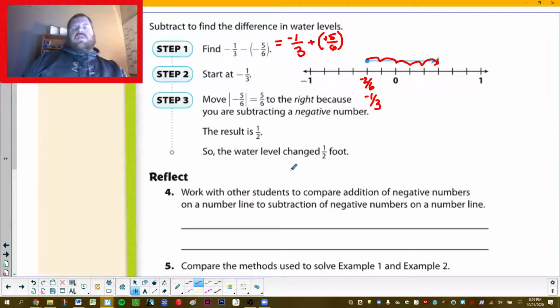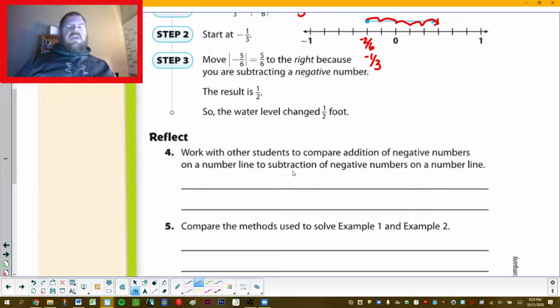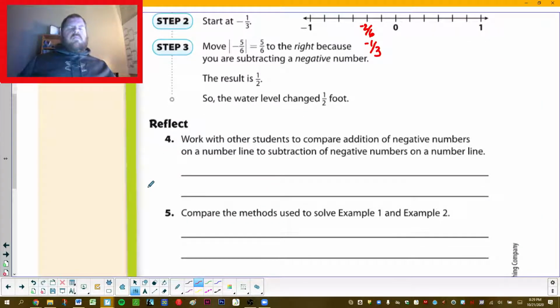It says work with other students to compare addition of negative numbers on a number line to subtraction of negative numbers on a number line. You know, we don't have other students around while we're doing these videos, so this is a little bit tough, but when we add negative numbers on a number line and subtract negative numbers on a number line, it's actually the opposite. Okay, and here's how I'm going to show that.